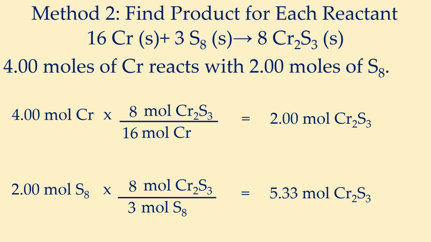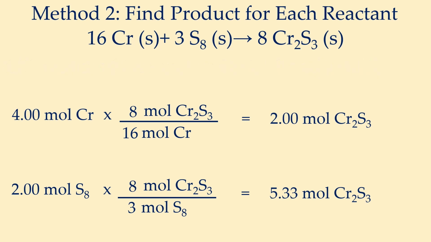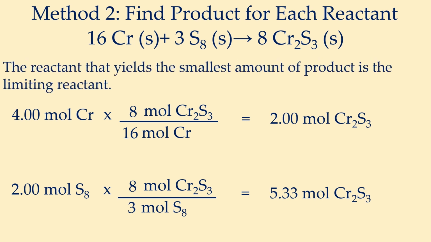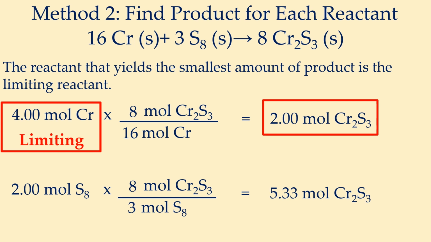Now, let's interpret the results to find the limiting reactant. Recall, the reactant that yields the smallest amount of product is the limiting reactant. Here, chromium is limiting because it yields the smallest amount of product. This would make sulfur the excess reactant. This makes sense. As soon as 2.00 moles of product is produced, the chromium has run out and the reaction stops.